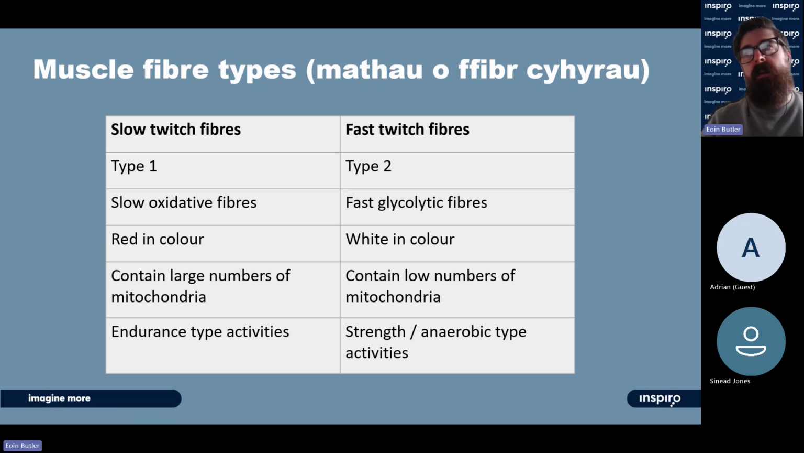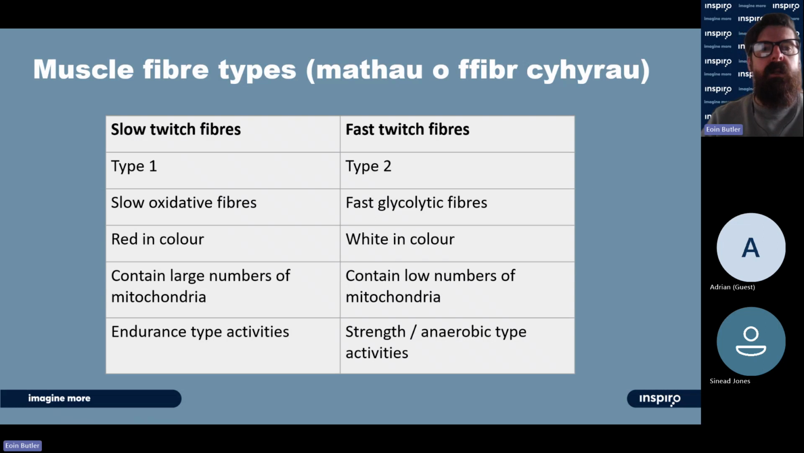On the other side of the scale, we've got our fast twitch fibers, which are also known as type 2 fibers. They are fast glycolytic fibers, so their main energy source is glycogen. They're used fast, so they don't last very long. They're white in color. They contain low numbers of mitochondria, so they don't have a big energy supply or nutrient supply. They're used mainly for strength or anaerobic type activities, so power-based activities like sprints, power lifts, explosive movements.